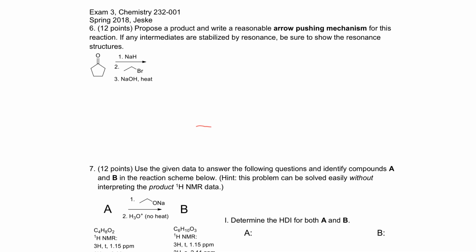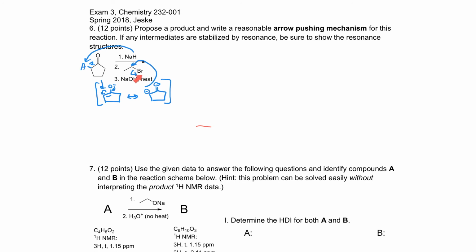This question was modified from the problem set. I had a lot of students that claimed that NaH was an acid, and they used the H to protonate the carbonyl. NaH is not an acid. It is going to deprotonate the alpha carbon. And I was looking for some resonance, so I just showed you one of those. We can show this. There are my resonance structures, and this anion can attack ethyl bromide.